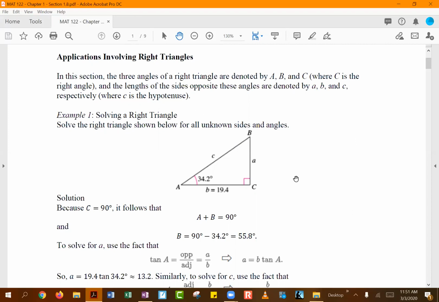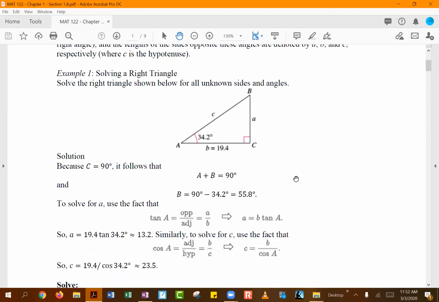But we know since this is a right triangle, we actually have two angles given to us. We have that 90-degree angle, and then angle A is given to us as 34.2. So what they're asking you here basically is to find all the missing angles and sides. So as you can see, to start out by finding the missing angle, which would only be angle B, you can technically use the idea of if 90 degrees is that angle C, the other two angles also have to add up to 90 degrees, right?